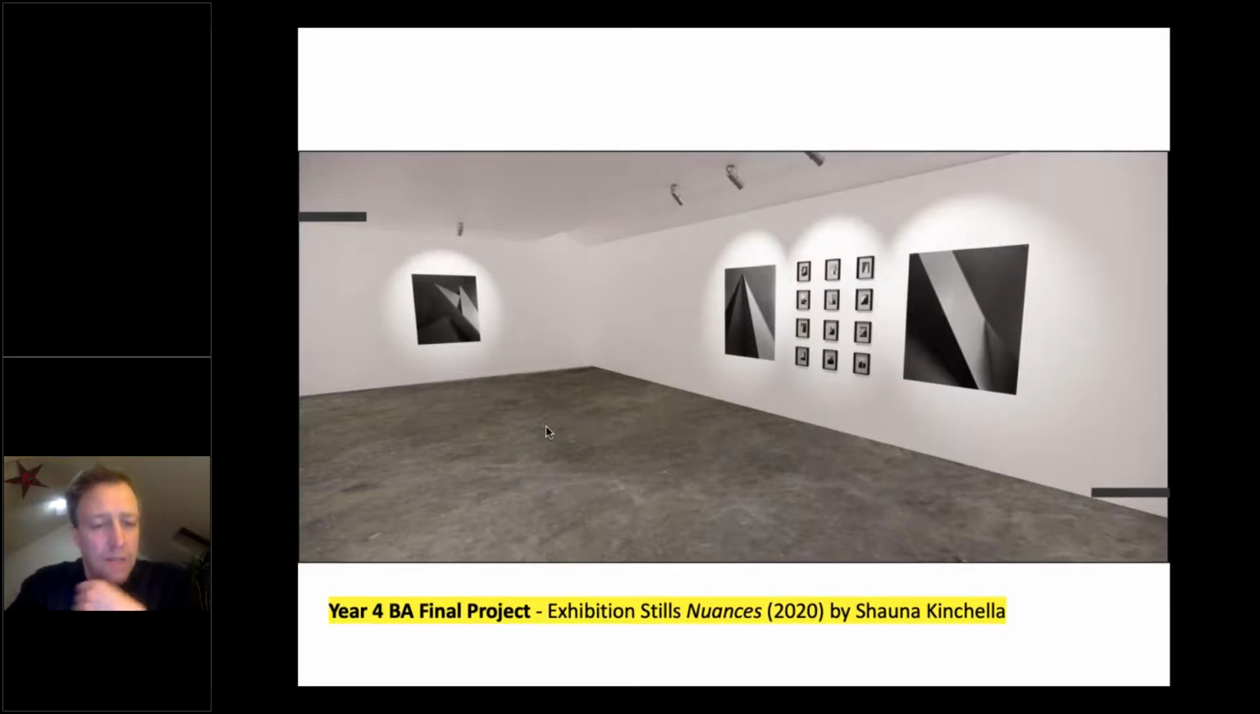Finally, then, we have the Year 4 BA Honours project. Here's a photograph of the installation of the exhibition from last year. This particular project, Nuances, is from Shauna Kinchela's work. One of the things that may have been apparent to you as I've gone through these different slides over the course of the last 40 minutes has been the way in which the photographs of the work has gone from being kind of consequential and individual to being something that looks very professional and very polished, like this fourth year exhibition space does.